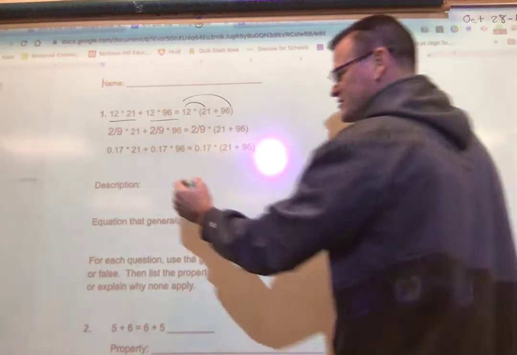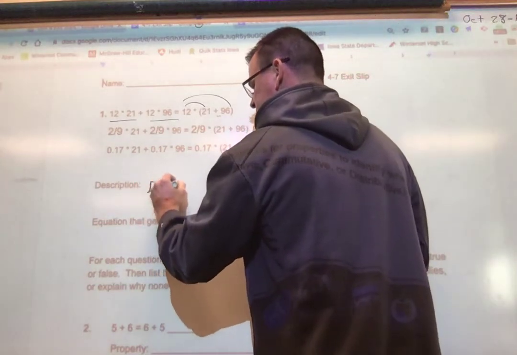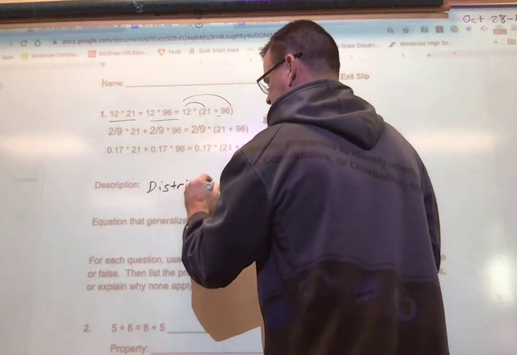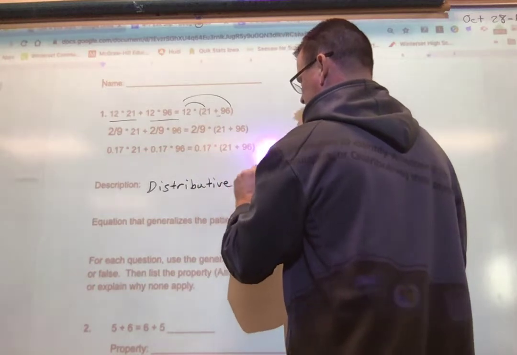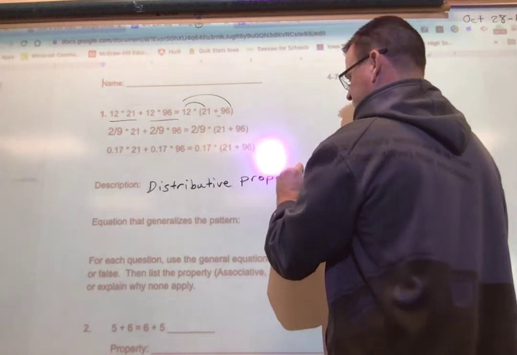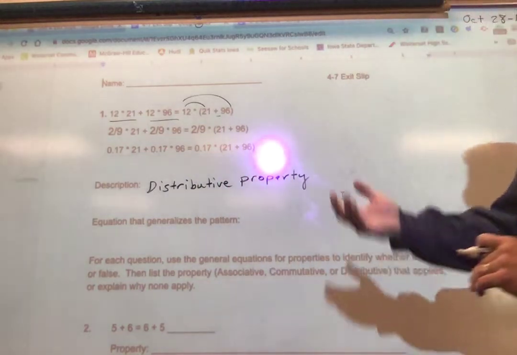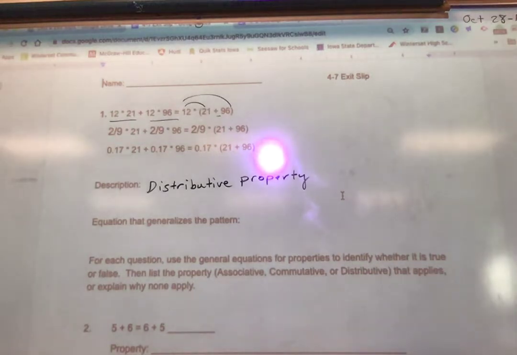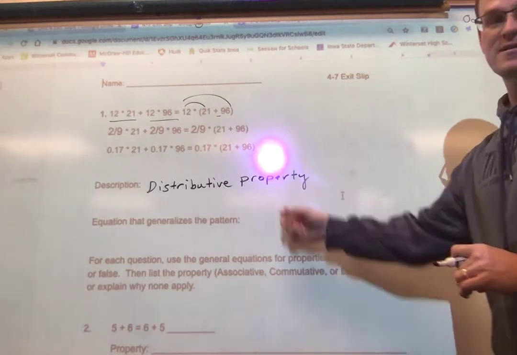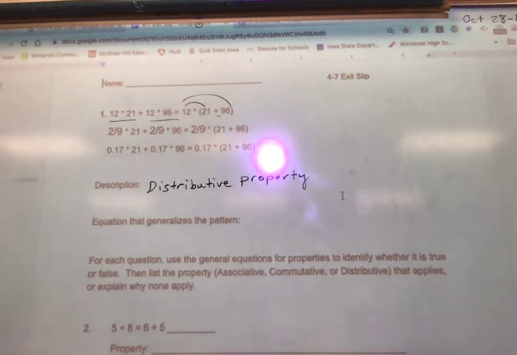So guys, for description, I'm just going to write distributive property. Okay, not going to need to explain that. We really want to know the name of what's going on. They're distributing something through those parentheses and doing it in parts, instead of following the order of operations and our PEMDAS rules. So to me, that's the best answer. It tells me you understand that property and what it means.